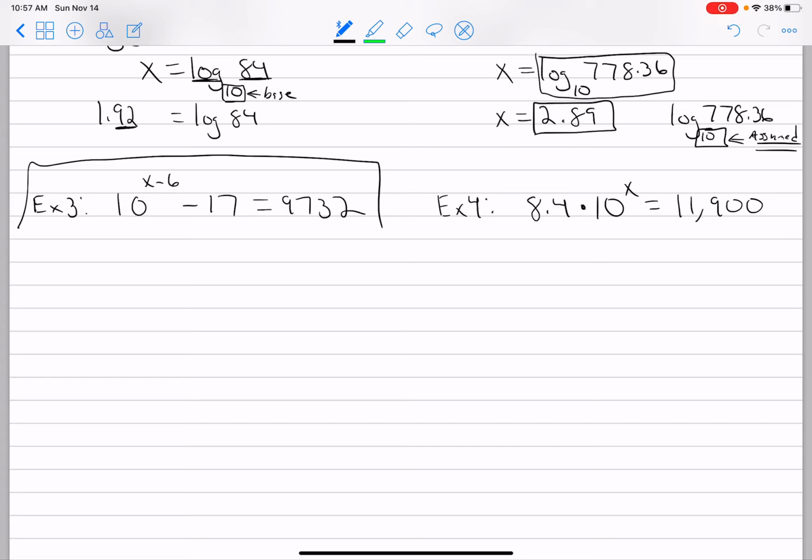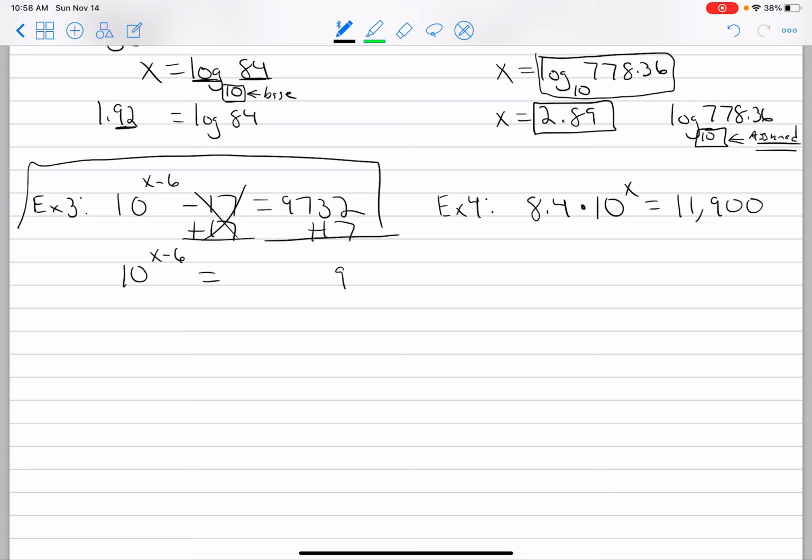You paused it. You tried to solve it. Now let's just check to see if you did it right. So first thing I'm thinking is I want to get this thing, 10 to the x minus 6, all by itself. So how do I go about doing that? I got to get rid of minus 17. And the way I would do that is plus 17 on both sides. These cancel. That becomes 0. I get 10 to the x minus 6 equals whatever this is.